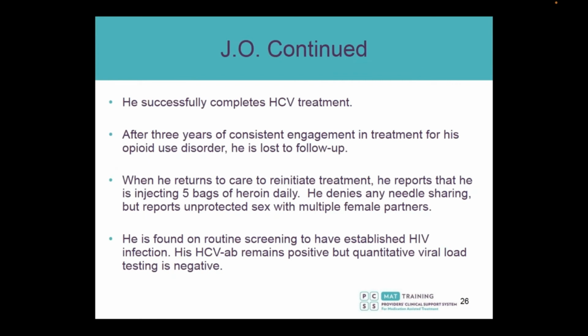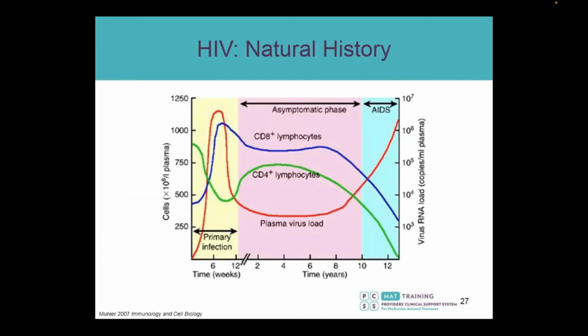He's found on routine screening to have established HIV infection, and his hepatitis B antibody remains positive, but viral load quantitative testing is negative. And this is a very important point in that hepatitis C antibody will remain positive in patients who've undergone treatment and cleared the virus, and so quantitative or qualitative viral load testing is necessary to confirm if a patient has been re-exposed. So, unfortunately, J.O. has been treated for hepatitis C and remains hepatitis C negative, but now has been exposed to HIV.